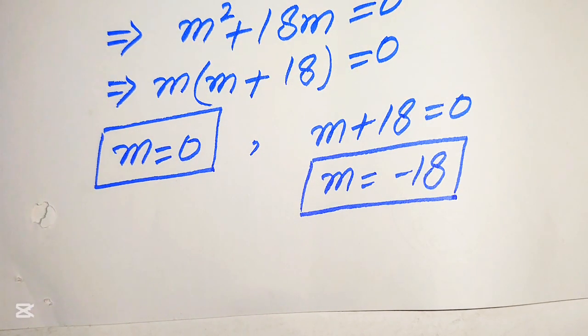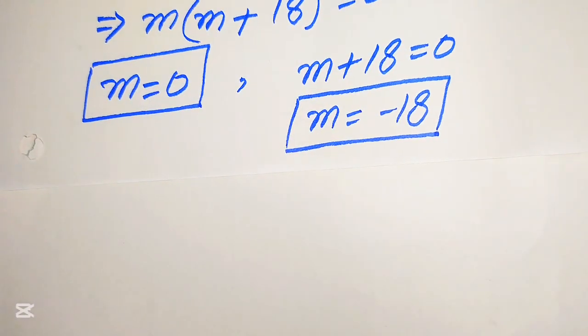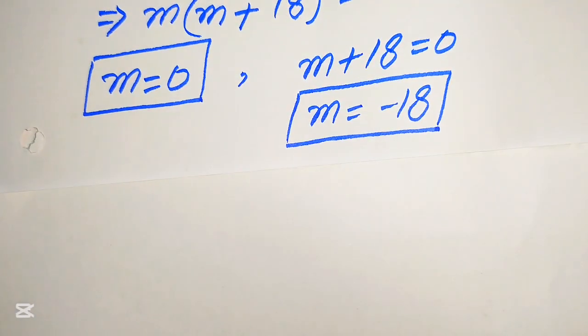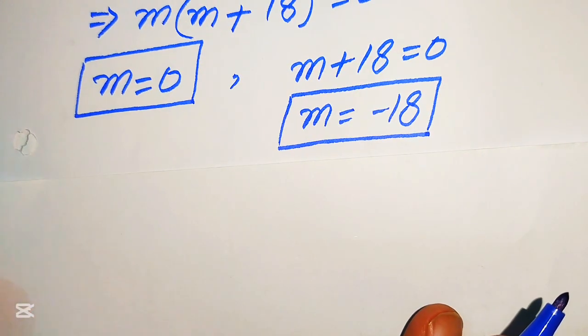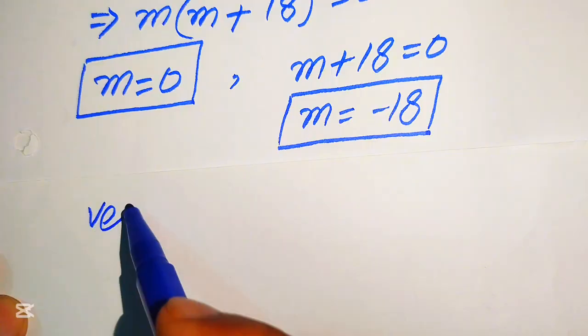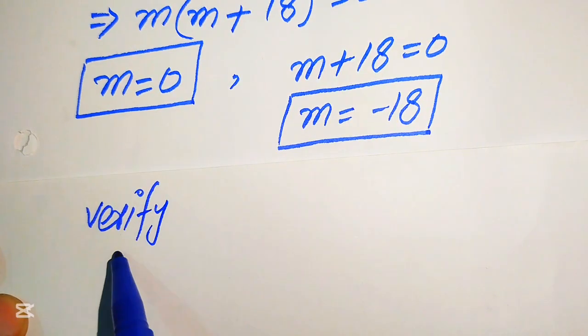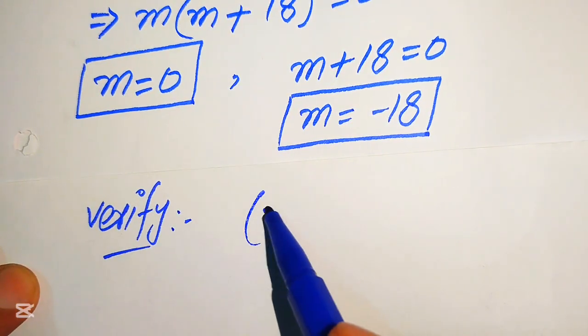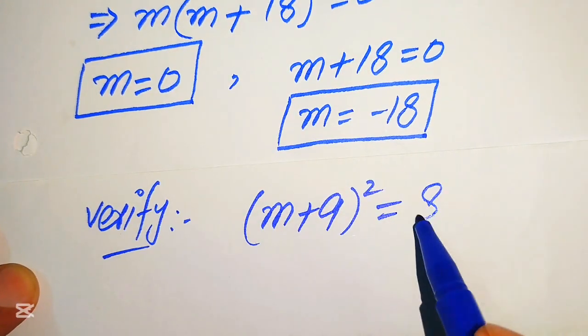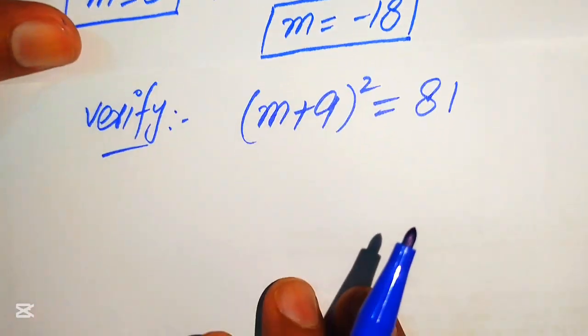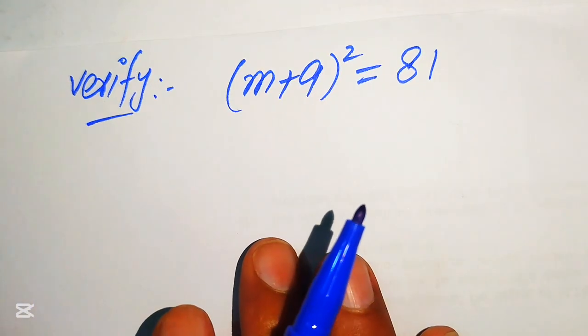You see that both of these solutions are the same. It means that both of these methods give us the same solution. Now in the next step we need to verify whether these two values of m satisfy the given question statement or not. For verification, we first copy down the given question statement: (m + 9)² = 81.